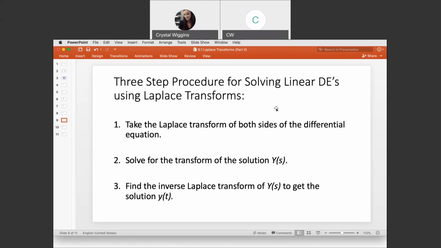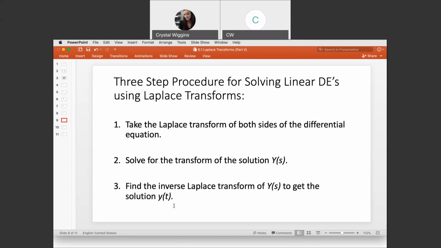Okay, so here is a 3-step procedure for solving linear differential equations using Laplace transforms. You take the Laplace transform of both sides of the differential equation. You solve the transform for the Y of s function, and you find the inverse transform of Y of s to get the function y of t, the solution.